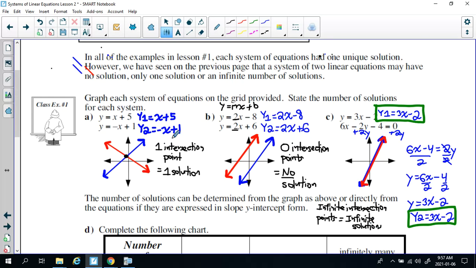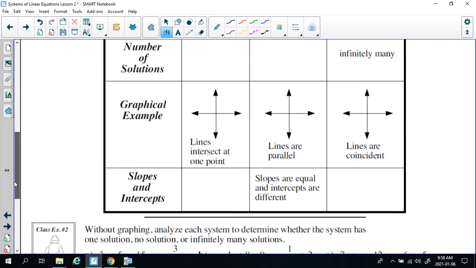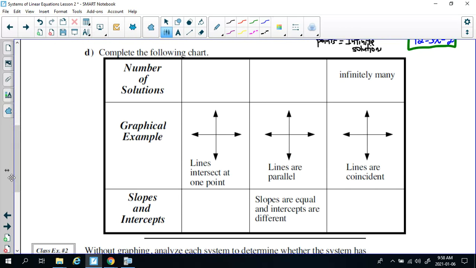Okay, so if you have one intersection point, we have one solution. If my lines are parallel, you cannot possibly have an intersection point, therefore we have no solution. And if we have two lines that are actually the exact same line, they would perfectly overlap, and therefore we would have an infinite number of solutions. Now let's summarize this information in this table.